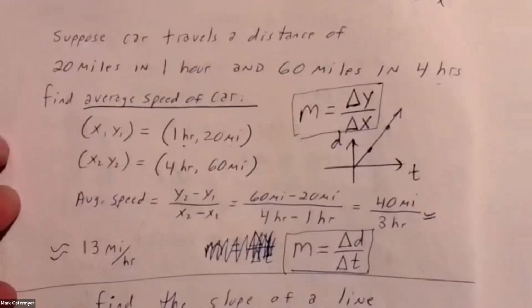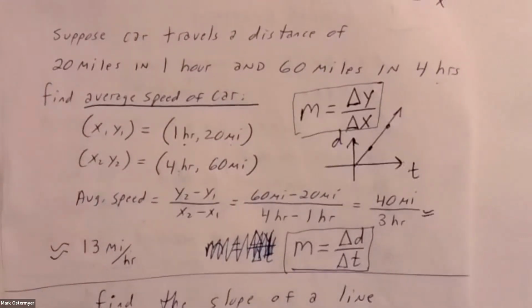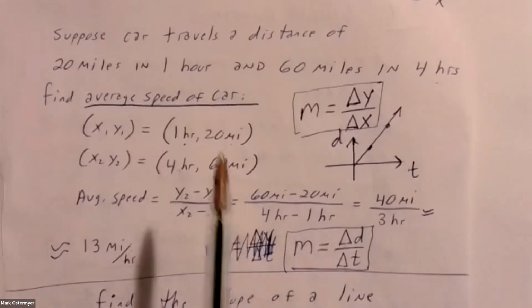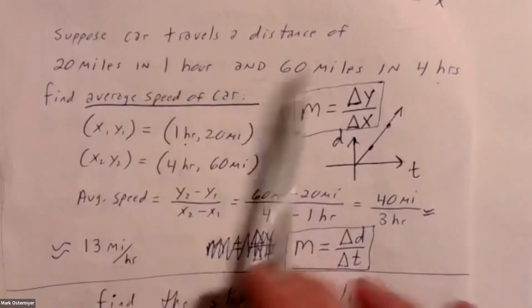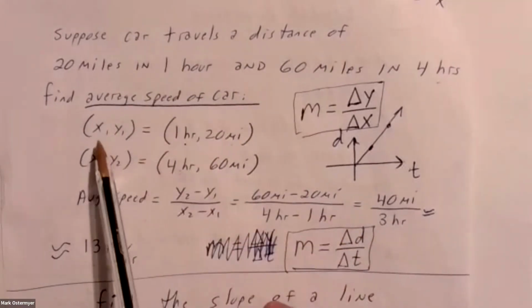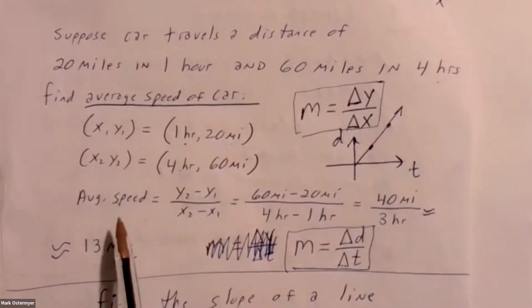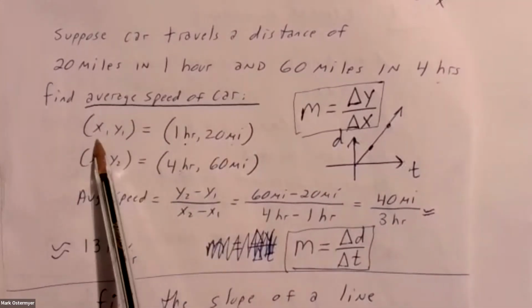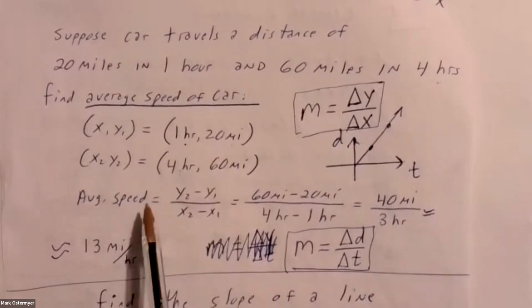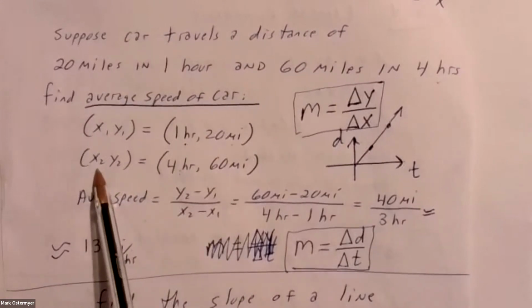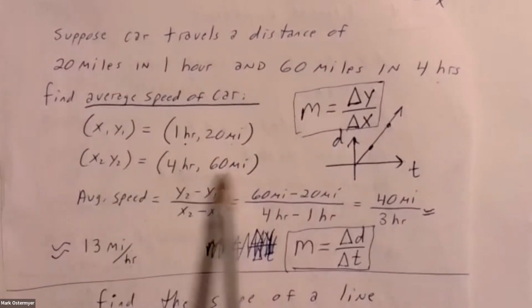Suppose we have this situation. Suppose a car travels a distance of 20 miles in 1 hour and travels 60 miles in 4 hours. Suppose I want us to compute the average speed of the car. Well, I have two ordered pairs in this reading up here. My x coordinate is going to represent time. My y coordinate is going to represent the distance. So one ordered pair is 1 hour, 20 miles. After 4 hours, I traveled a distance of 60 miles.